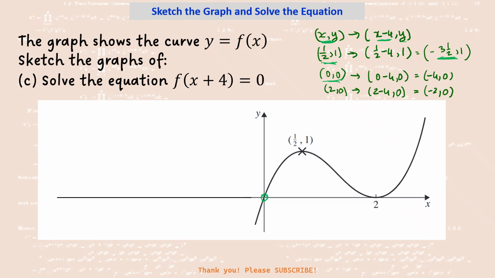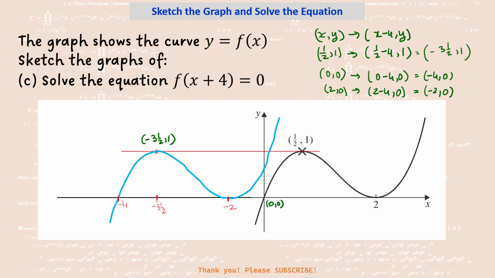So this point gets translated to (minus 4, 0), and then (2, 0) would get translated to (minus 2, 0), so 2 minus 4 is minus 2. So accordingly, if I draw the graph, that's what it would look like. And you see the points where the graph cuts the x-axis are minus 4 and minus 2. Hence the solutions are x equals minus 2 and x equals minus 4. And so that answers the question.